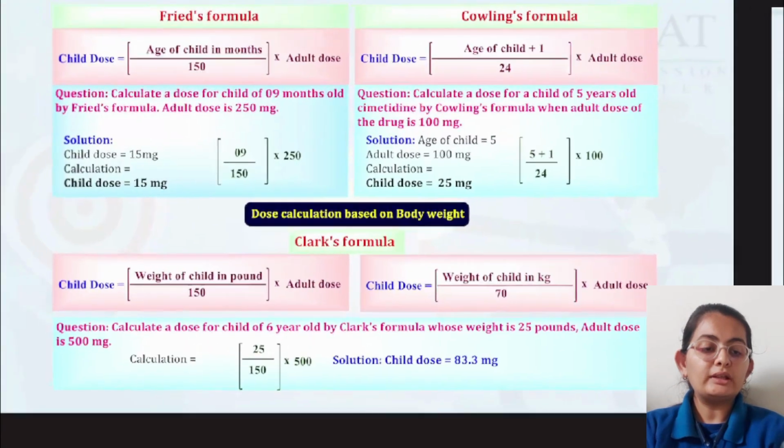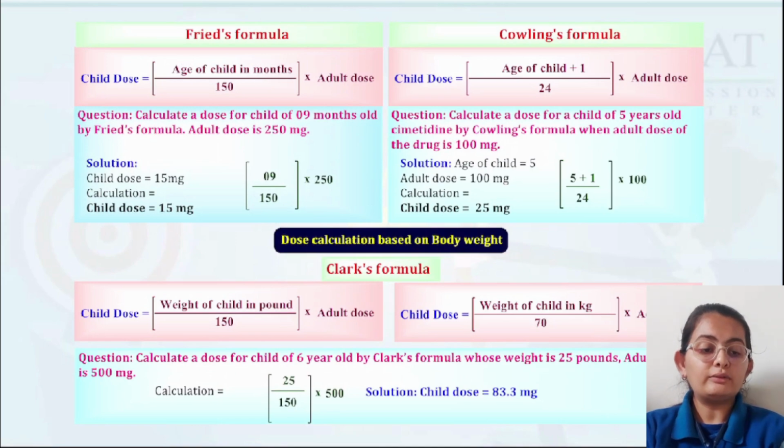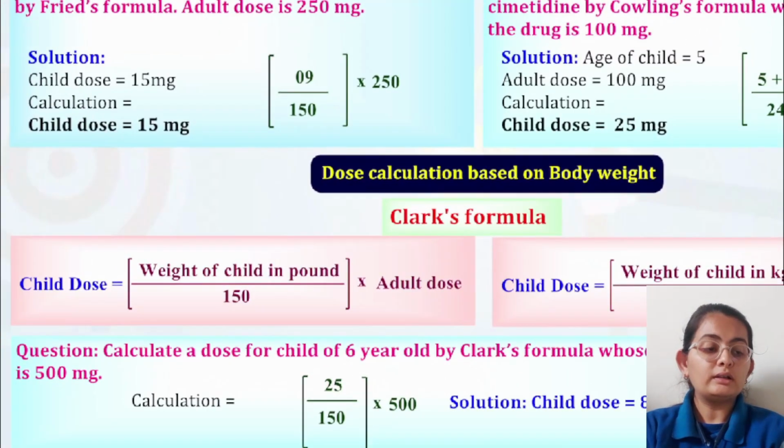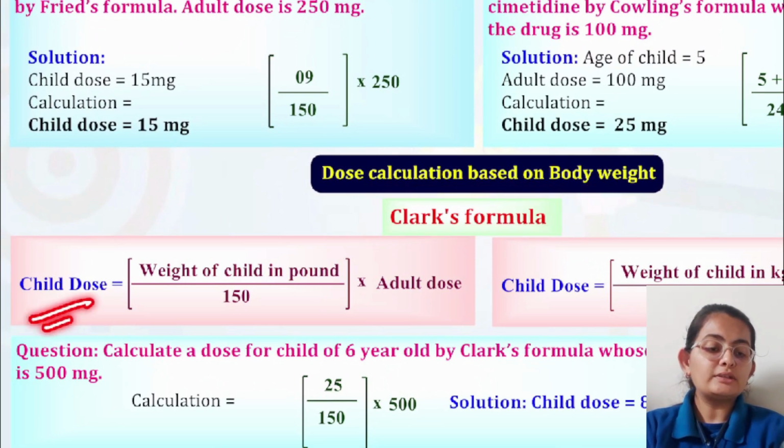Now next is about the child dose based on the body weight. So till now we have seen based on the age. Now based on body weight, the formulas will differ. First of all, the Clark formula is the one for the body weight. Child dose is equal to weight of child in pounds. If the child weight is given in pounds, then you have to use this formula: weight of child in pounds divided by 150 into the adult dose.